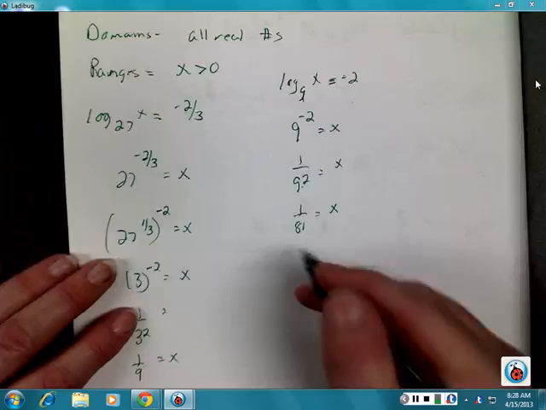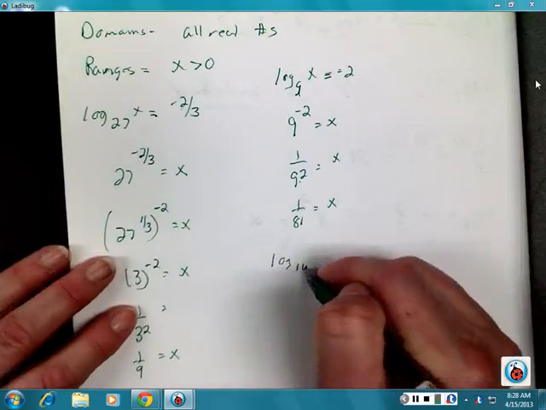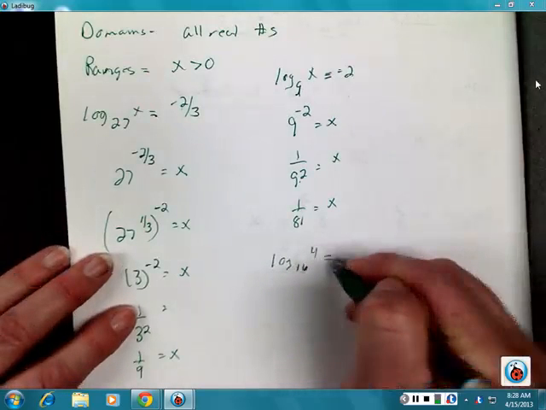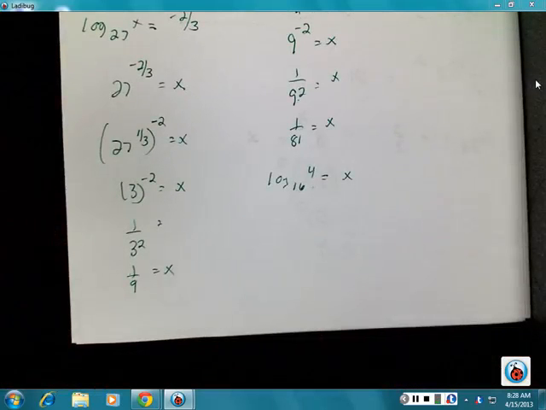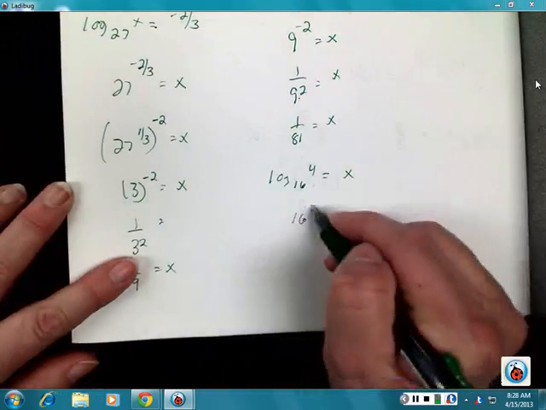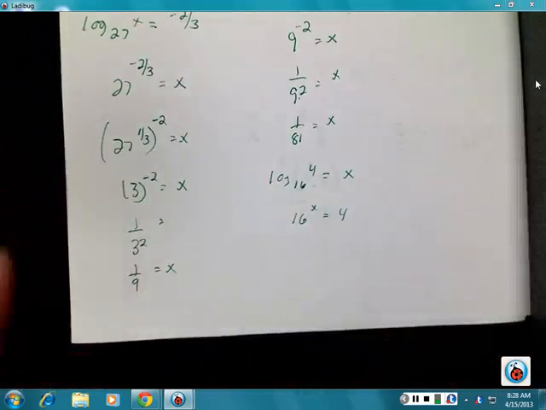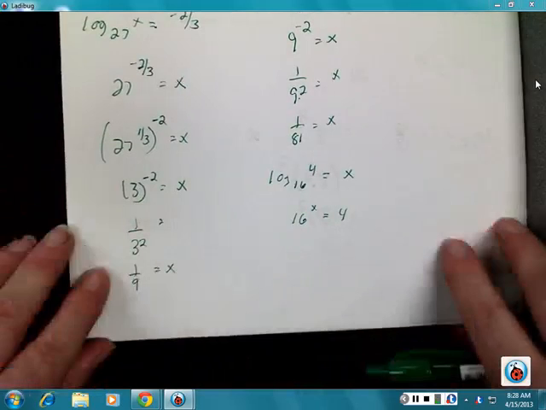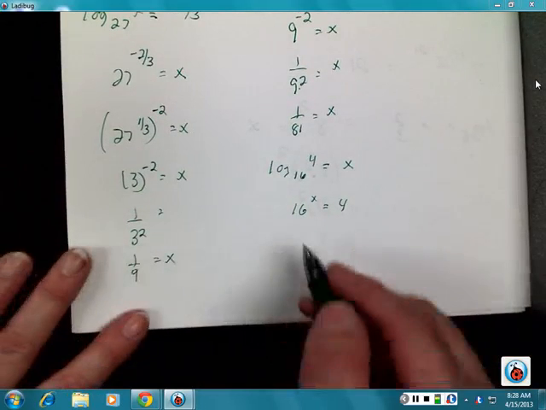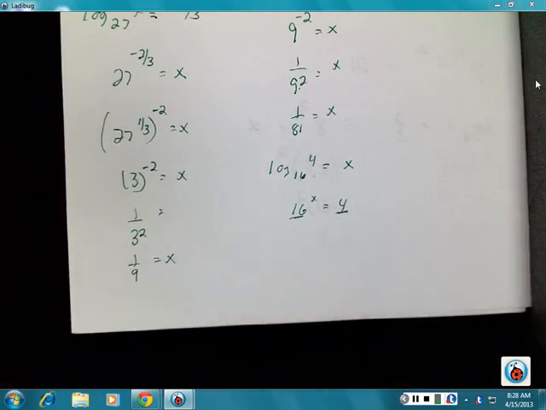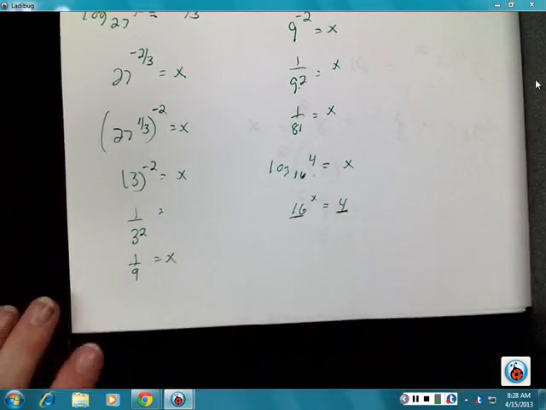Here's another one. How about this one? Log base 16 of 4 is equal to x. Now, when you take a look at this one, I have 16 to the x power is equal to 4. The other part that gets added into this section is that if I can get my bases to look the same, then my exponents will be equal to each other.